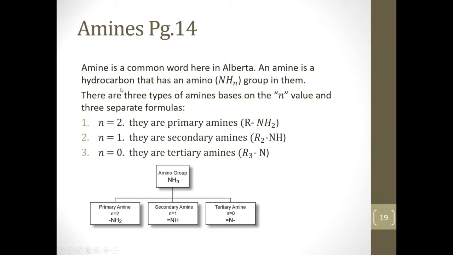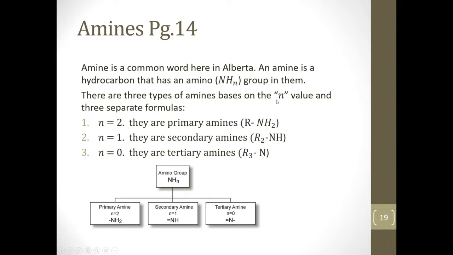But an amine is a hydrocarbon that has an amino group in it, and an amino group is based off ammonia, and if you can remember from some of the other chemistry we've done, ammonia being NH4, this is an amino group, so NH, and then the number of hydrogens, how many is what's going to be changing in what we're discussing here today. So if it was NH4, it would be ammonia, but that's not what we're talking about today, but it is still part of this amino group.